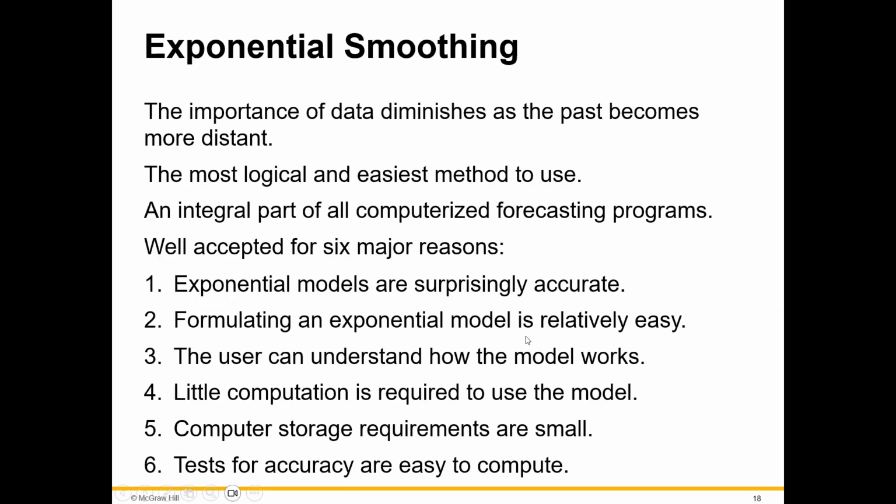Okay. All right. So exponential smoothing. The importance of data diminishes as the past becomes more distant. Again, another way to just say what happened last month is more important than what happened 6 months ago. Exponential smoothing is important for a variety of reasons. It's easy to use. It's surprisingly accurate. People can understand it.